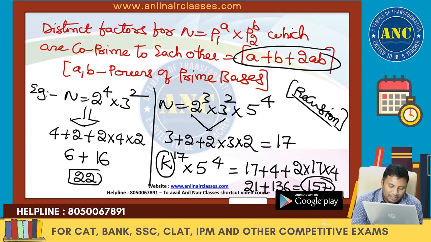2 power 3 into 3 square: A plus B plus 2AB gives 17, which is K power 17 into 5 power 4, again A plus B plus 2AB. One more example.